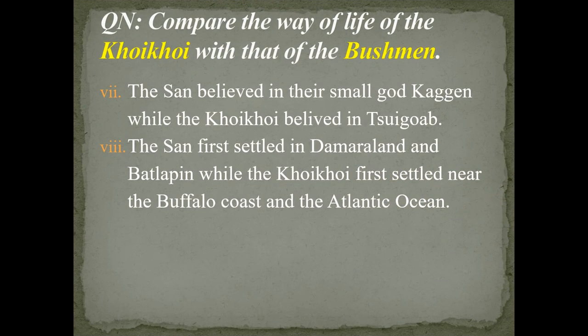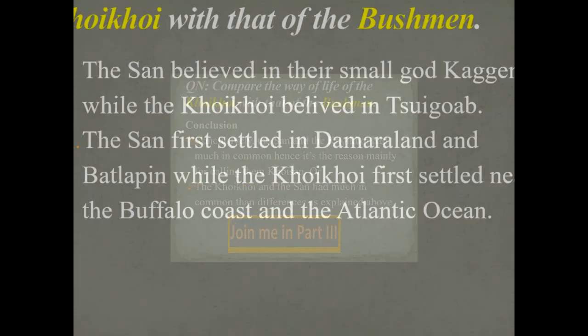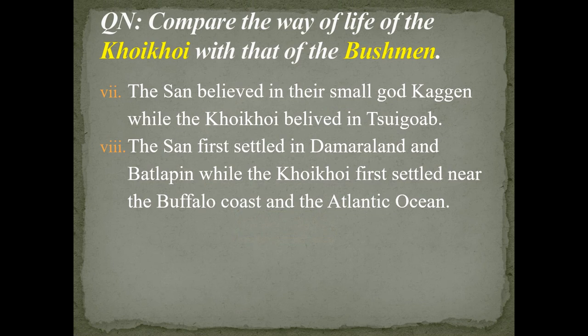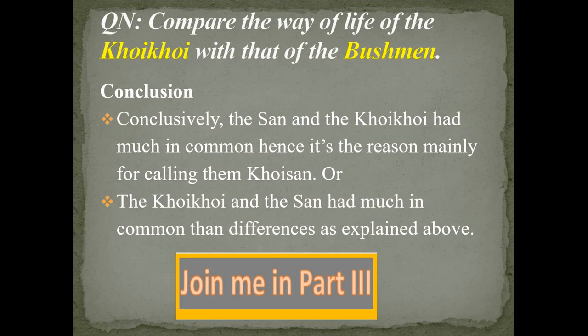Then another one, the San believed in God Kaggen, while the Khoikhoi believed in God Tsui-Goab. There is a difference in their God there. Then point 8, when the San had just reached South Africa, they first settled at a place called Damaraland and Bechuanaland, while the Khoikhoi settled between the Buffalo Coast and the Atlantic Ocean. Then we have a conclusion there. Conclusively, the San and the Khoikhoi had much in common. Hence, it is the reason for calling them the Khoisan. Or, the Khoikhoi and the San had much in common than the differences as explained above.